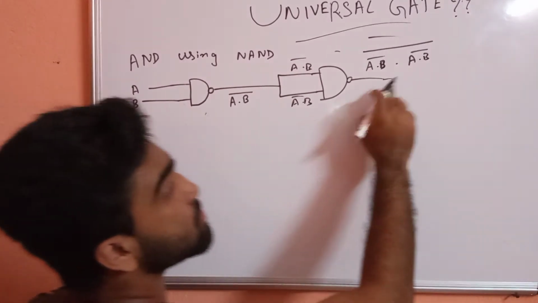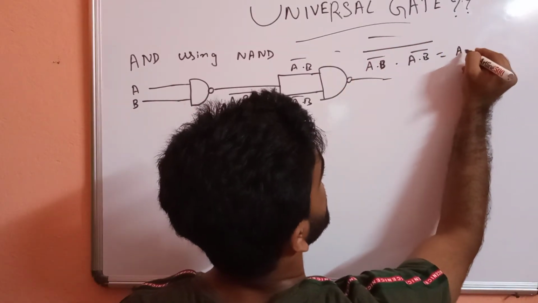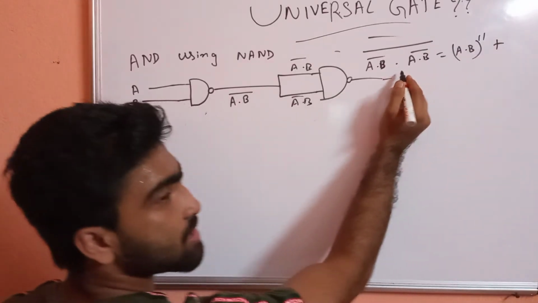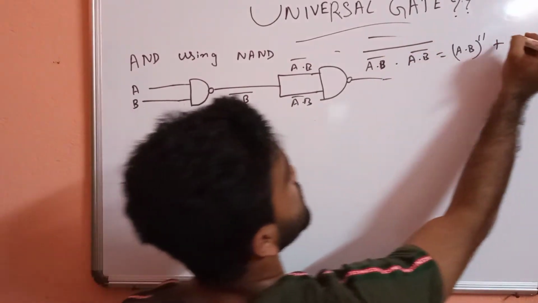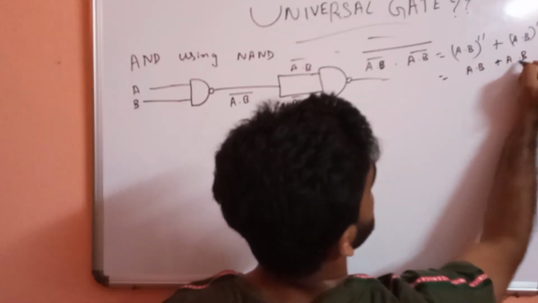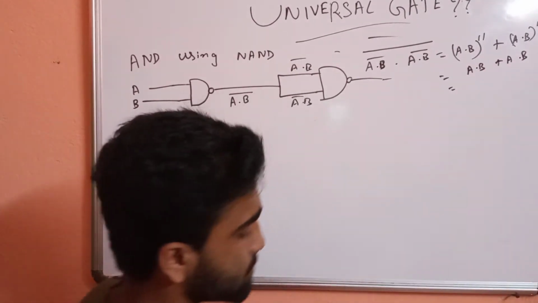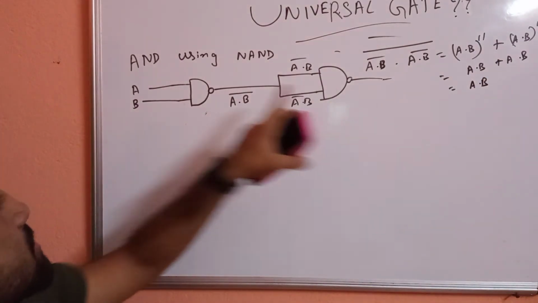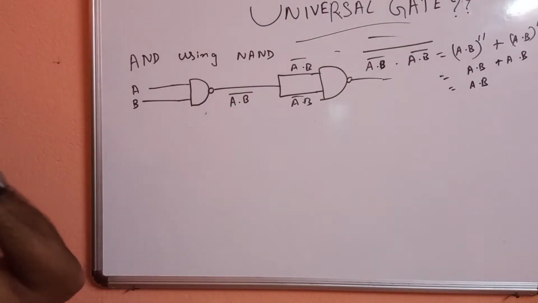I hope you know De Morgan's rule. De Morgan's rule means this AND changes to OR: (A dot B) negation plus (A dot B) negation, that means double negation, is A dot B plus A dot B, which is A dot B. Extremely sorry, yes, A dot B. So we have derived the AND operation using NAND. The first operation is done.